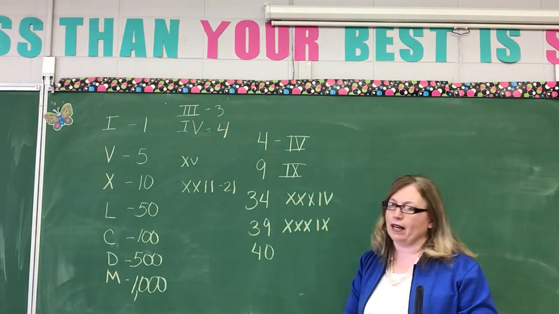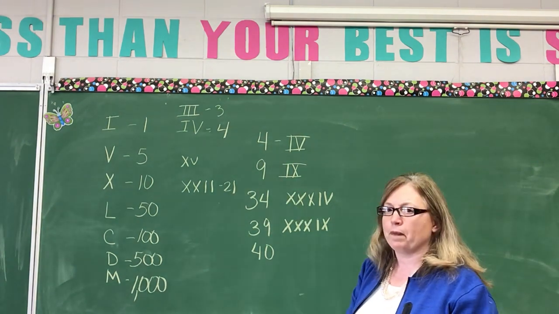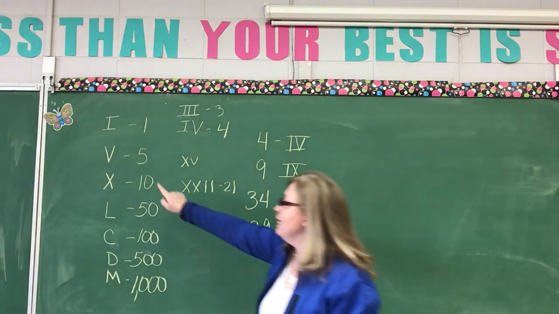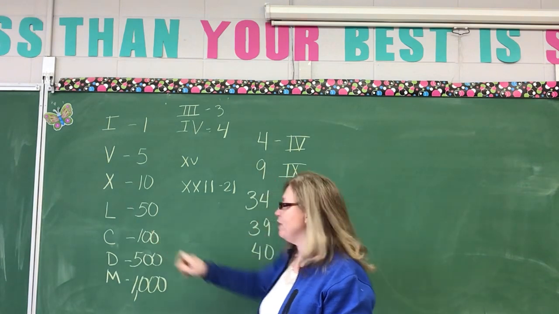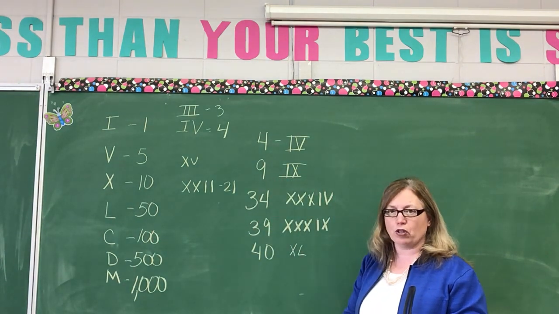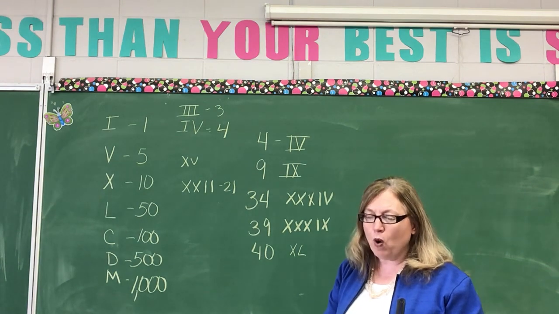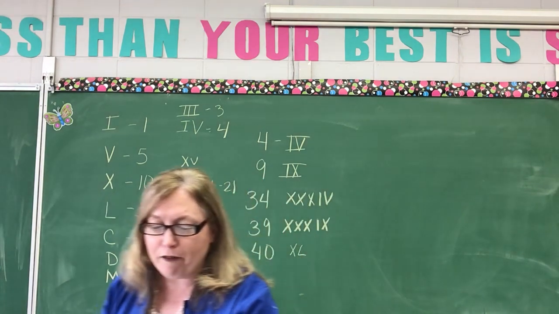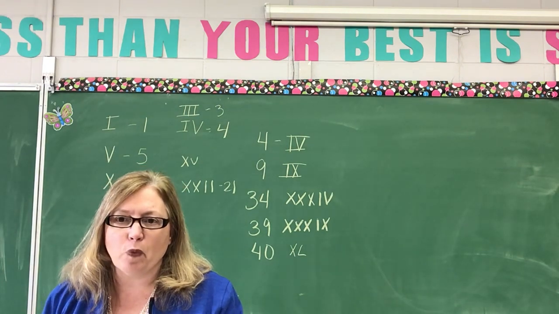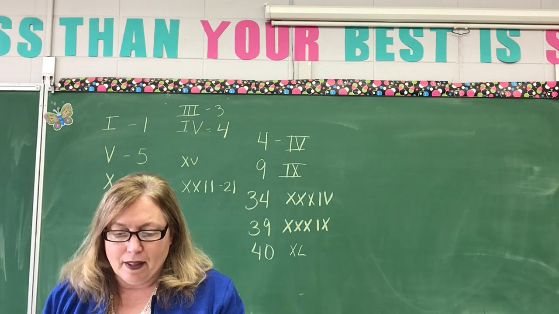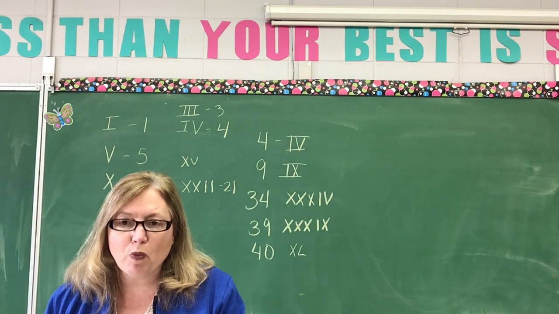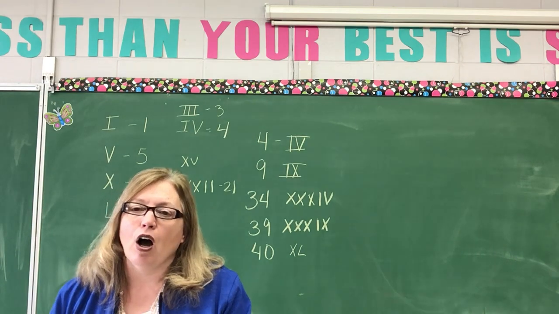What about 40? Look at all of your symbols. You're going to say what? The easiest way to do that would be to say 10 less than 50. So XL is going to be 40. I want you to look at letter F on your practice set on page 302 in today's lesson 108. The number is 49. Write that on your piece of paper. How would you write 49 in Roman?